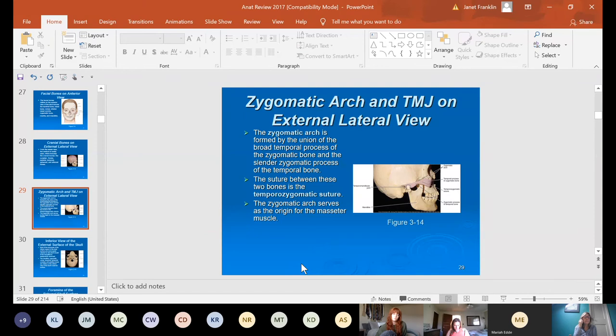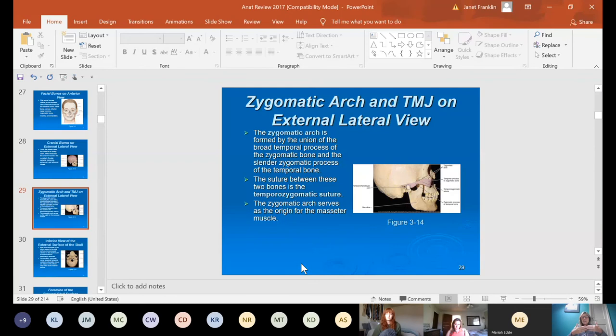And then your zygomatic process of the temporal bone, I said that backwards before, would be on the temporal bone heading toward the zygomatic bone. Your temporal process of the zygomatic means it's on the zygomatic heading toward the temporal. They meet in the middle. The temporal zygomatic suture is where they meet.